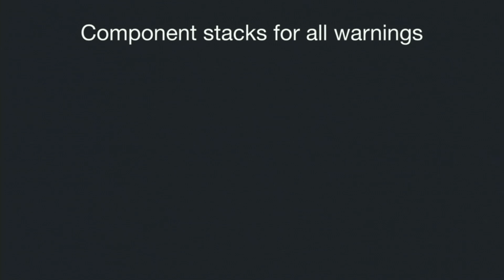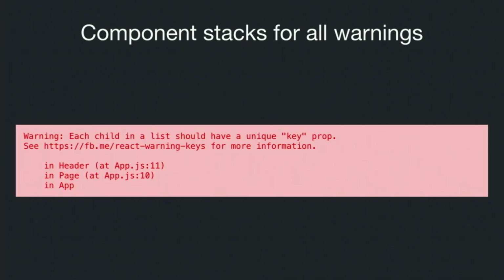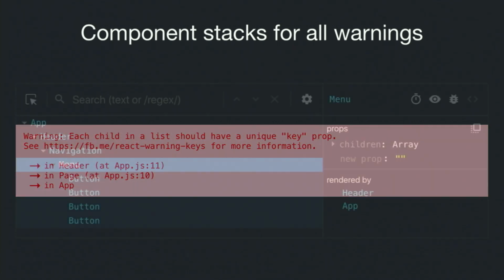DevTools can also help improve console warnings, making them easier to track down. In dev mode, React may log warnings to the console to let you know that something's wrong. These warnings include what we call a component stack string. It's kind of like a call stack, but for React components. It helps identify where in your code a particular error or warning is coming from.